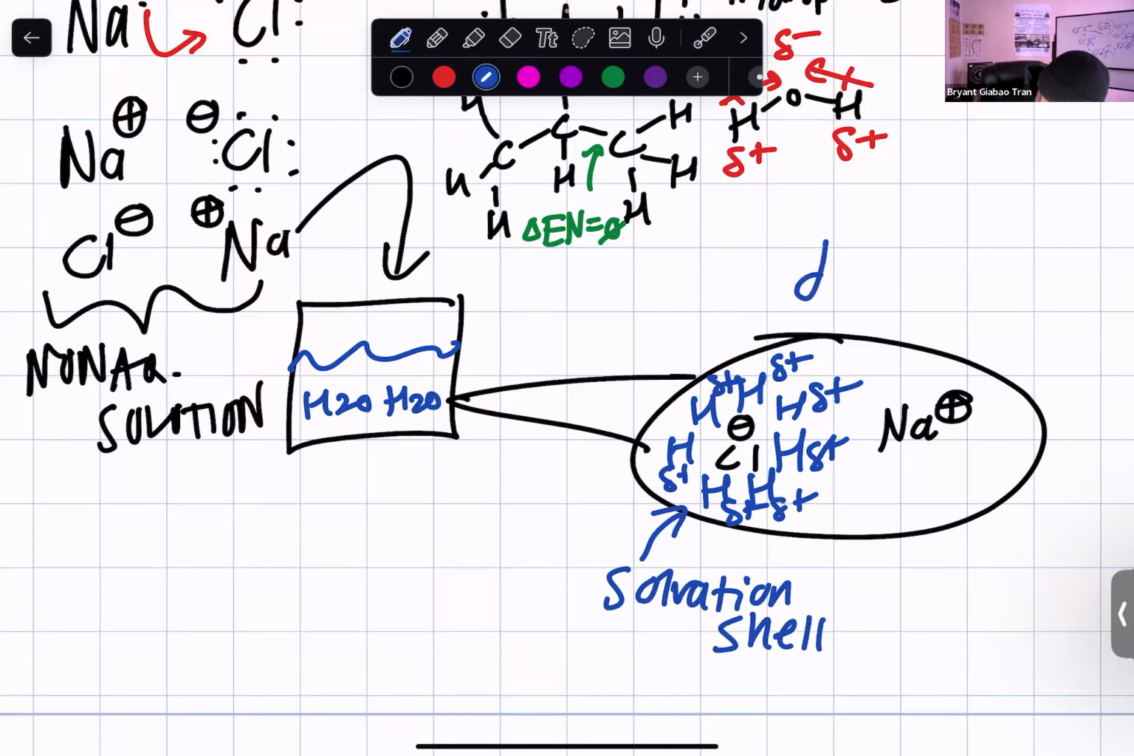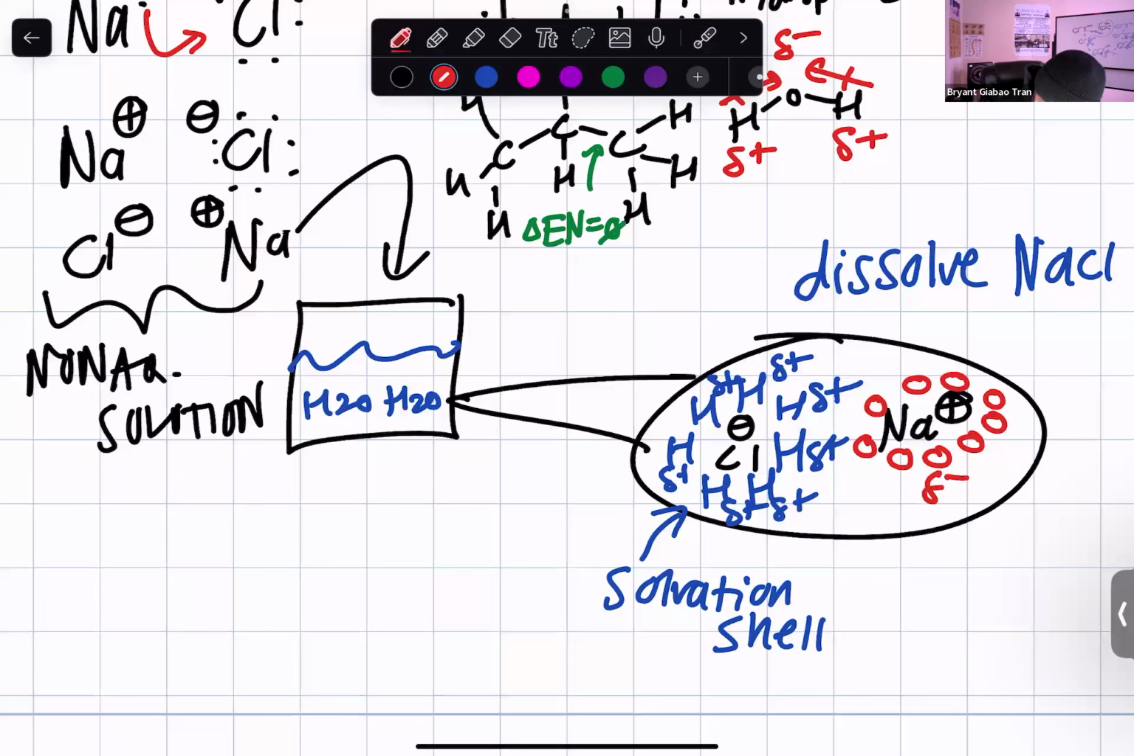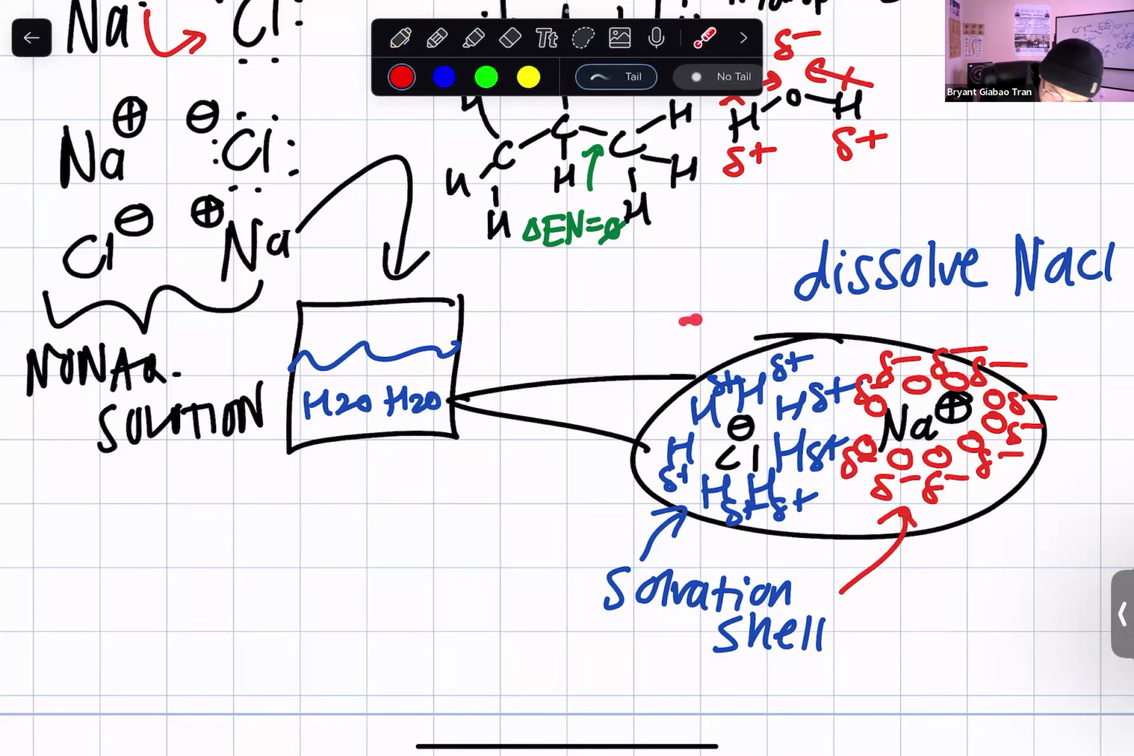And this will dissolve the NaCl into ions, right? Where the partial negatively charged oxygens here are going to solvate around the sodium ion, right? These are the oxygens of the water that are solvating, wrapping around the sodium ion, creating a solvation shell there, right? And that dissolves the NaCl.